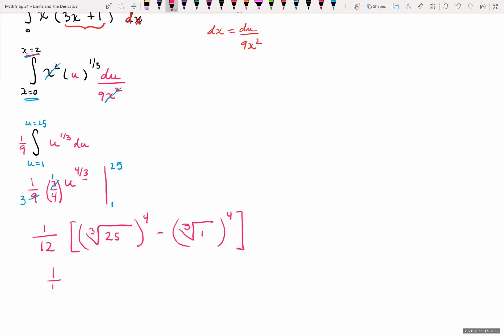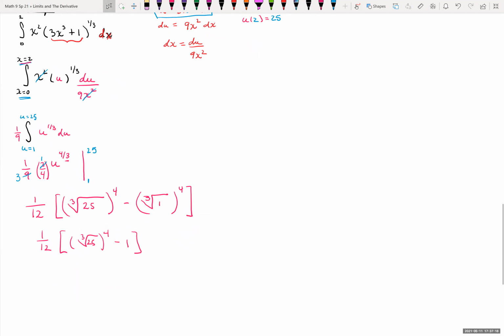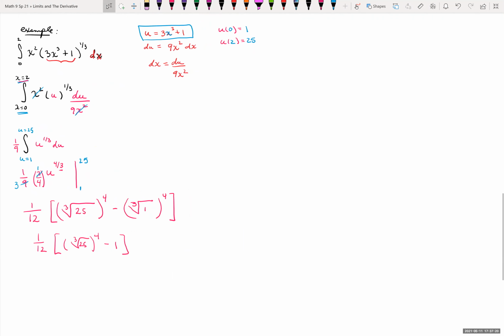So we have 1/12 cubed root of 25 raised to the 4th minus 1. So the cubed root of 1 is 1, 1 raised to the 4th power is 1. So if you didn't have a calculator on the test, I would allow you to leave it like that. Or if we have access to a calculator, we can estimate this.